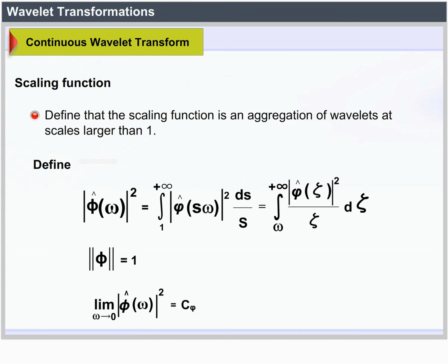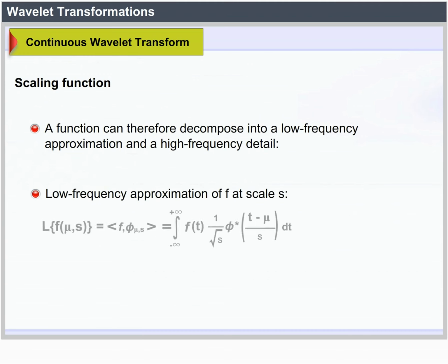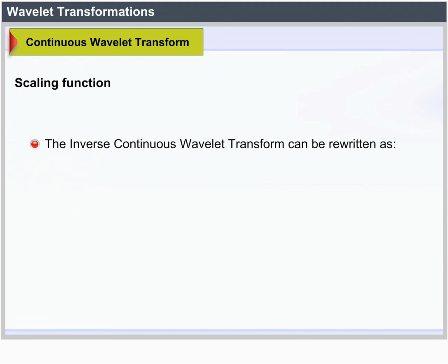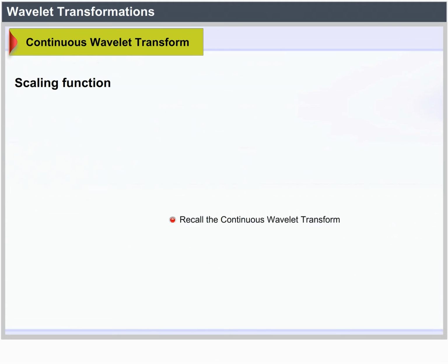A function can therefore be decomposed into a low-frequency approximation and a high-frequency detail. The low-frequency approximation of f at scale S is. The inverse continuous wavelet transform can be rewritten as. Recall the continuous wavelet transform, which is.